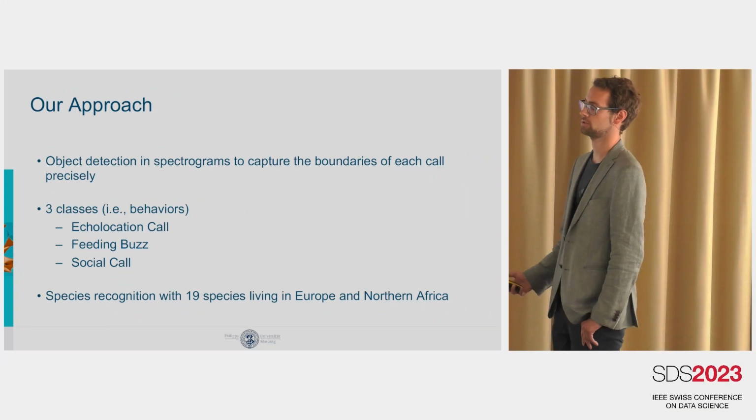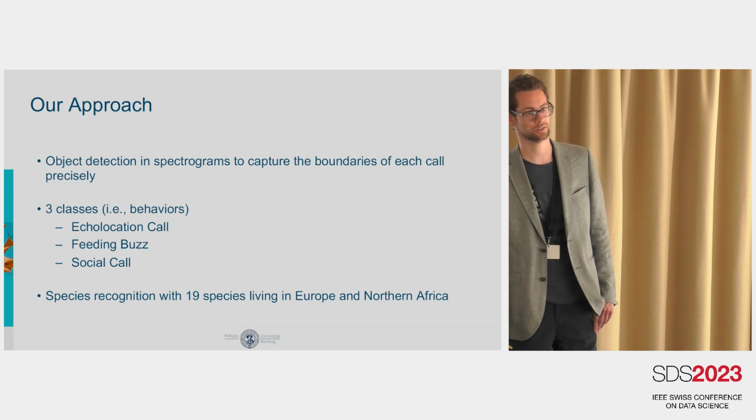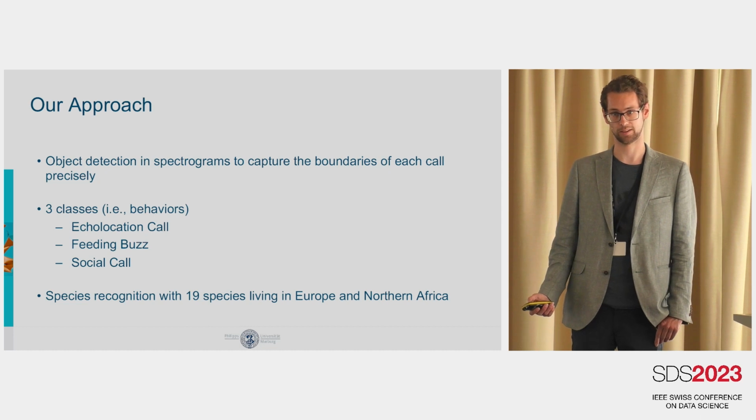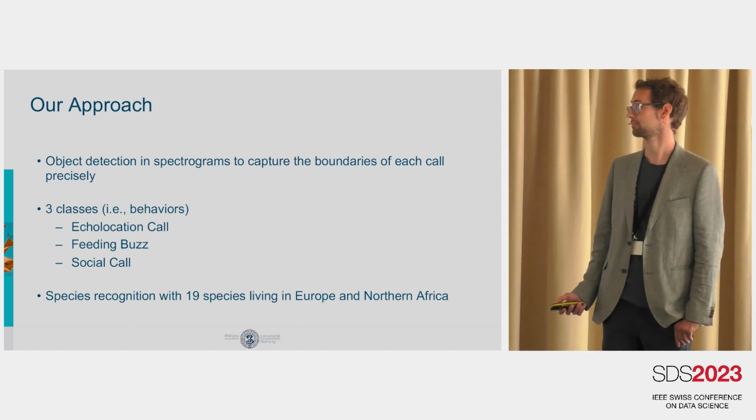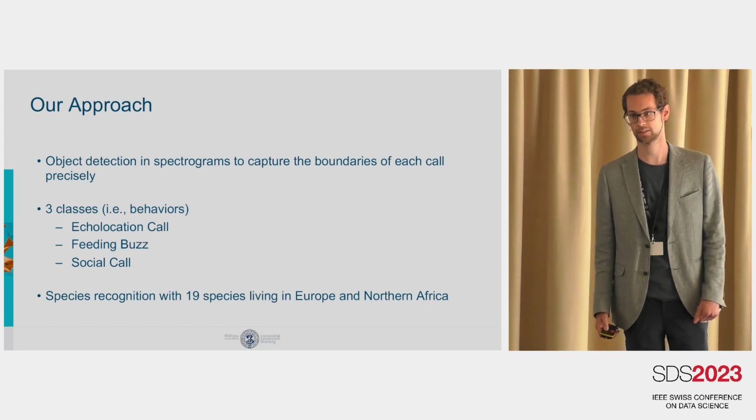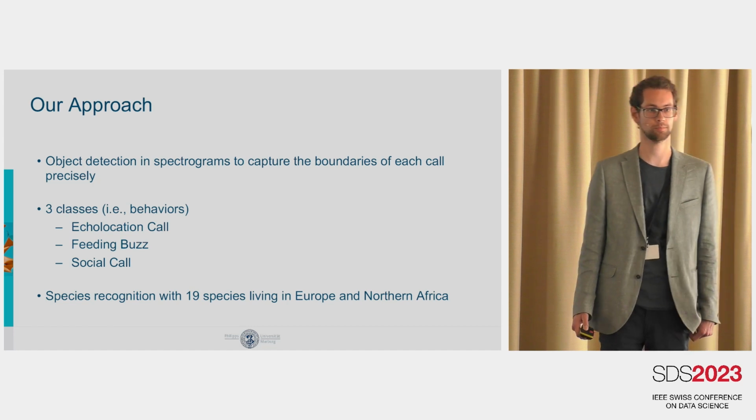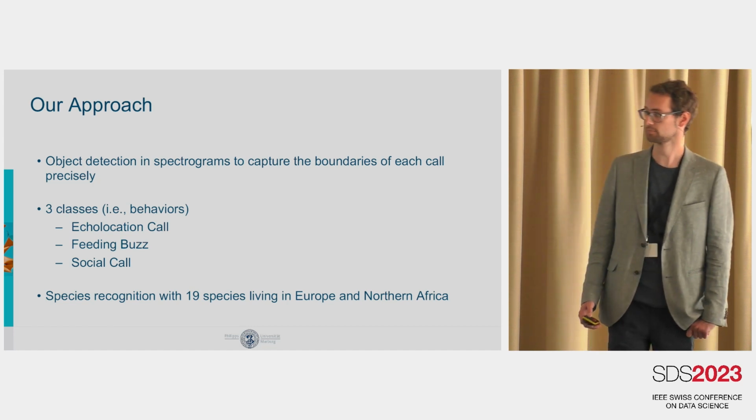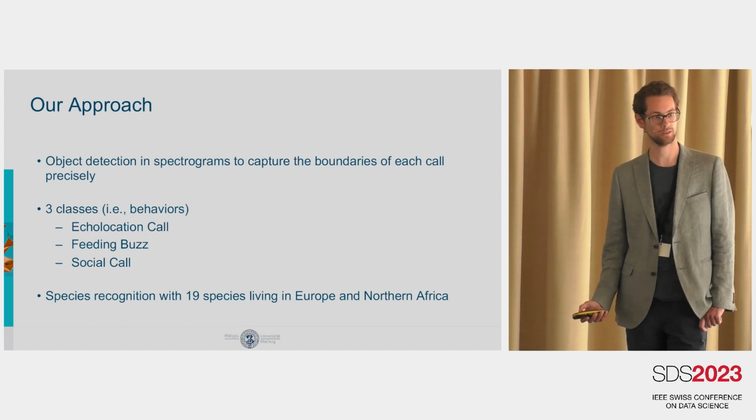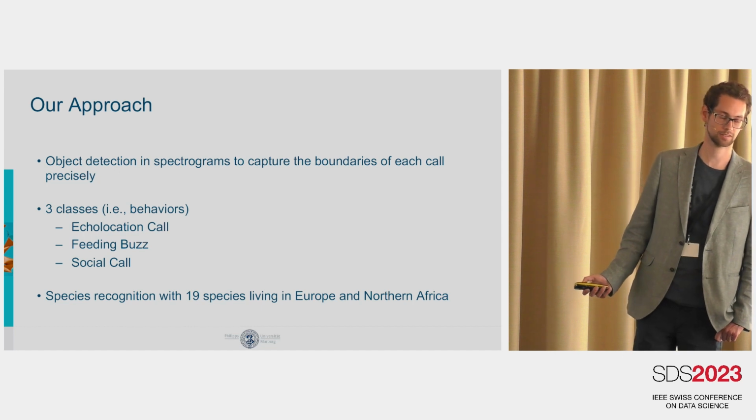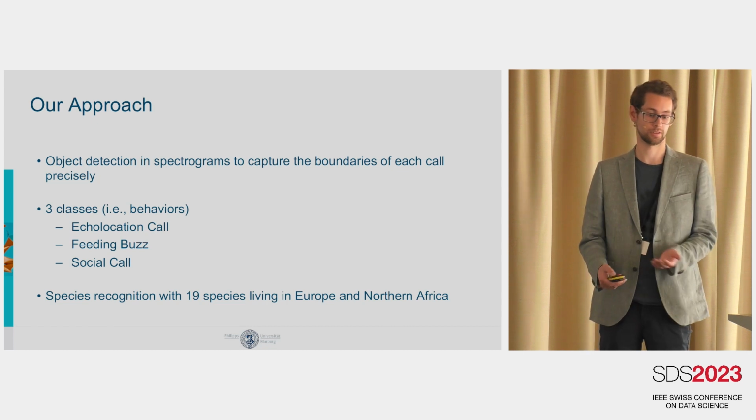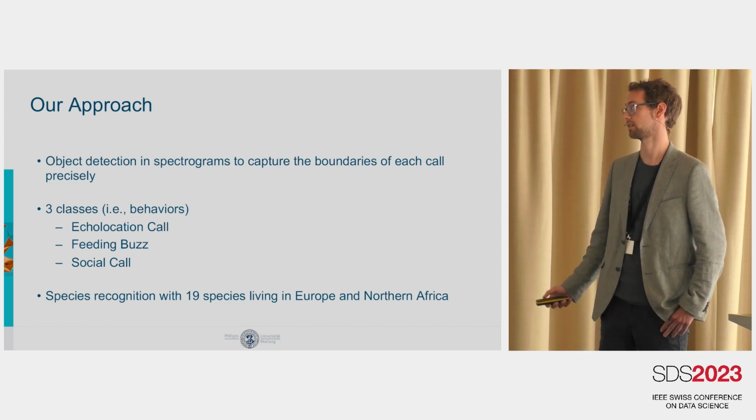So we propose to use an object detection approach inspired from computer vision and apply it to the spectrograms, so we can generate precise call boundaries. And we use 3 classes for it, according to the behaviors I just explained: echolocation call, feeding buzz, and social call. And if we want to do species recognition, we just replace the echolocation call class by 19 species classes, and we had bats from Northern Africa and Europe. And then we used the echolocation calls for the species recognition.